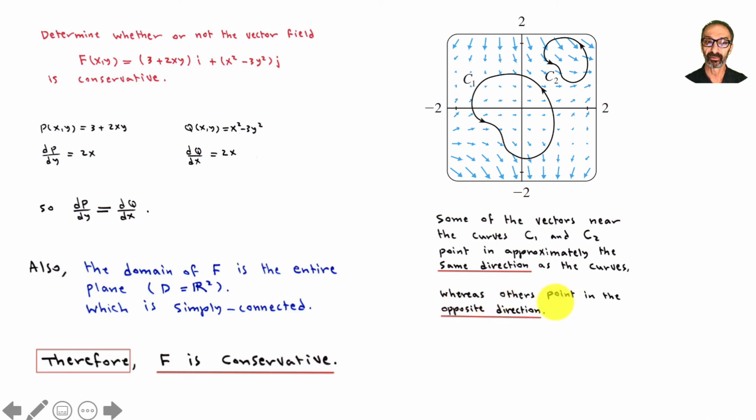Whereas others point in the opposite direction. So I'm underlining the same direction and opposite direction. Take a look at this one right here. Going counterclockwise, you are going this way, where the vectors in blue are going the opposite direction. Same thing here. You're going up and the vectors are going pretty much against you. So it appears plausible that the line integrals around all closed paths are 0. So that's what happens with conservative vector fields, when we say on a closed curve equals 0. So it kind of balances out.